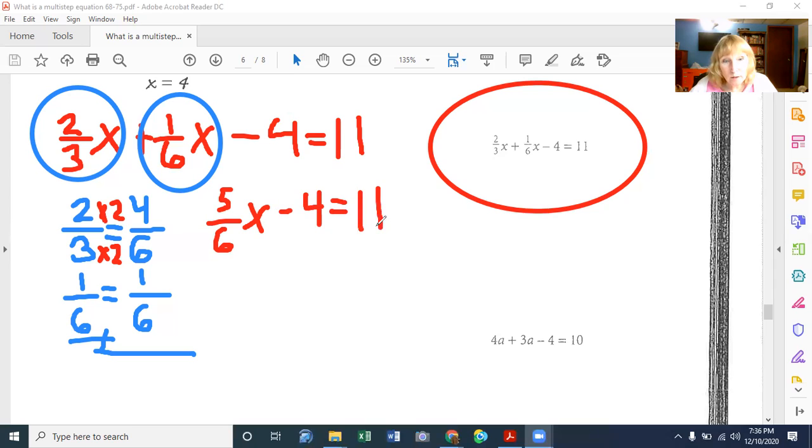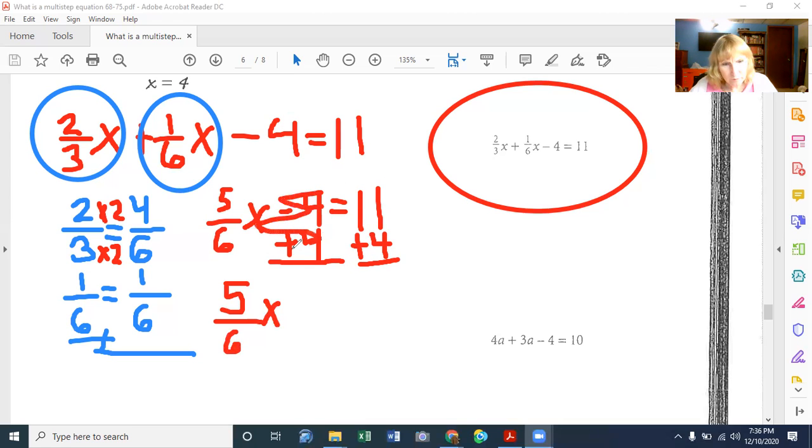Next step is I'm going to get rid of anything added or subtracted. So I have a subtraction of minus 4, so I'm going to be adding 4 to both sides. If you want to just go right ahead and add 4 and drop off the 4 on the left side, you can do that. I'm just going to add that step back in just to show you. So now I get 5/6x. Remember, the 4's will drop off, equals 11 plus 4, 15.